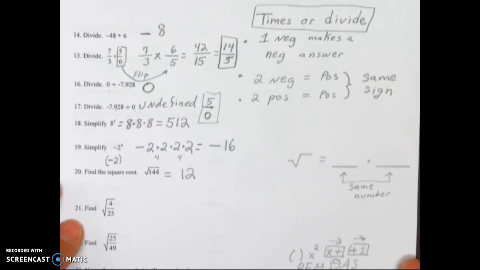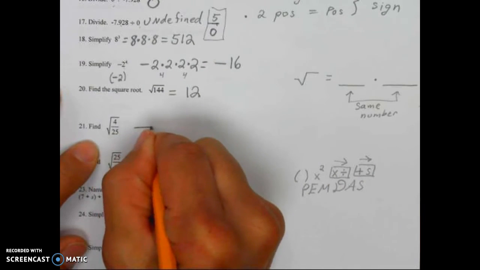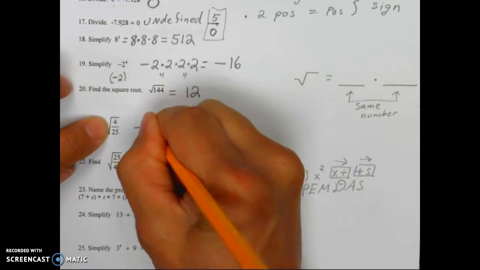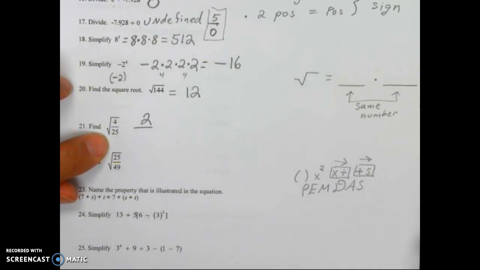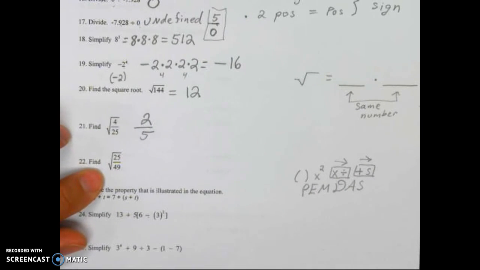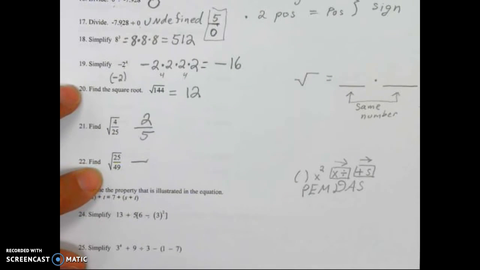So even if you see a fraction, you don't get stressed out. Just ask, what number, if you multiply it by itself, will make 4? Well, that's a 2, right? 2 times 2. And then the 25 is 5 times 5. And then down here, same trick. What number makes the 25?